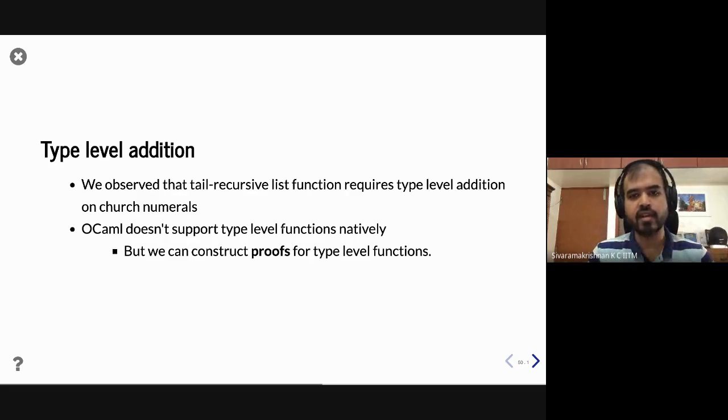We don't have that functionality natively in OCaml, but what we can in fact do is we can construct explicit proofs of type level additions. So even though we won't have functions, we will construct certain terms whose existence means that we can prove something about addition. Okay, so that's what we are going to do first. And we are going to use that in order to write a tail recursive reverse. Okay, so that's the setup.